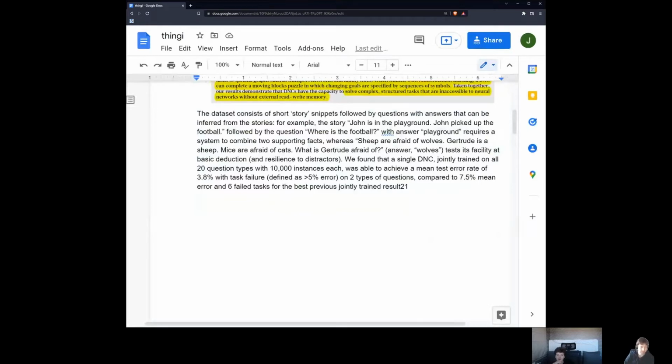And the cool part here is that it is solving both inference questions and also deduction questions, which is harder, in my opinion.